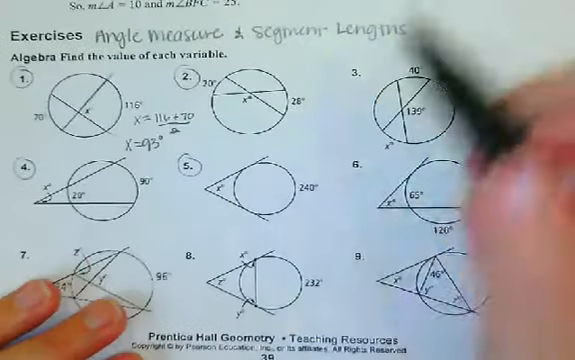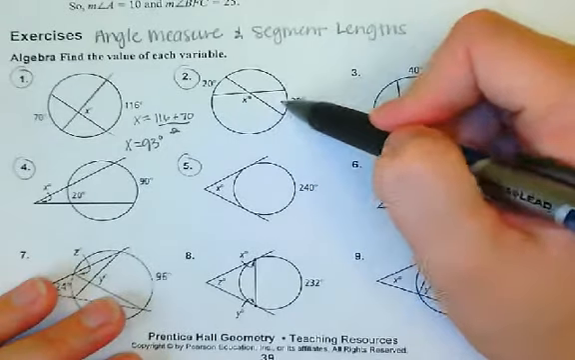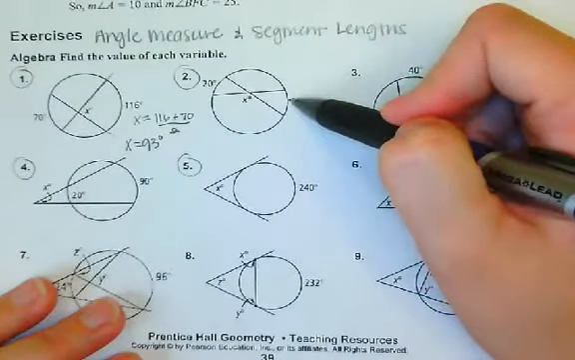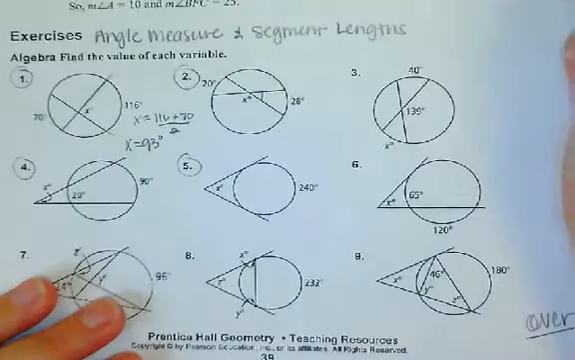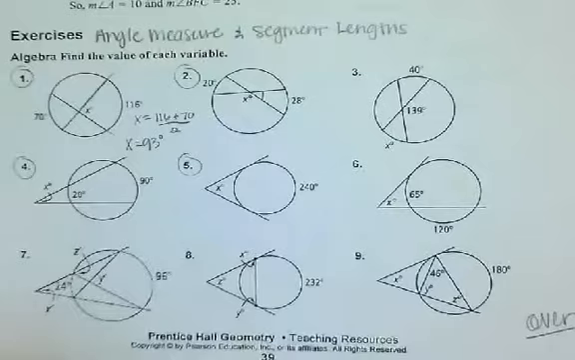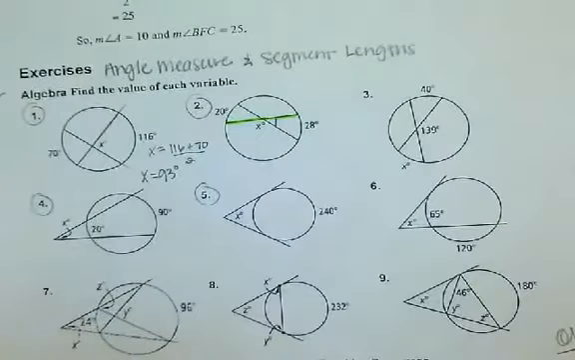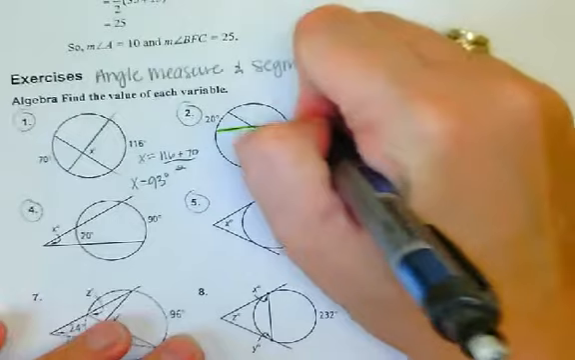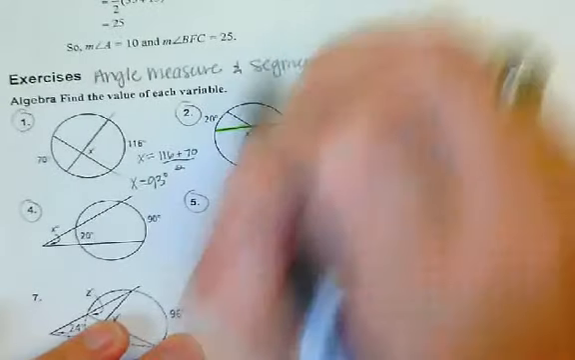Now problem number 2 is similar, but notice that my angle measurement that I'm looking for does not correspond to these two arcs. So what I'm going to do is find the measure of this angle. Then, since I know that this is on a straight angle, I can subtract from 180 to find the measure of x. So I'm going to say 20 plus 28 divided by 2.